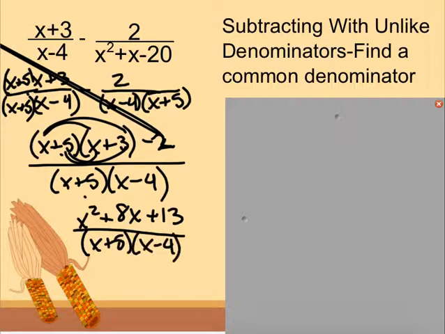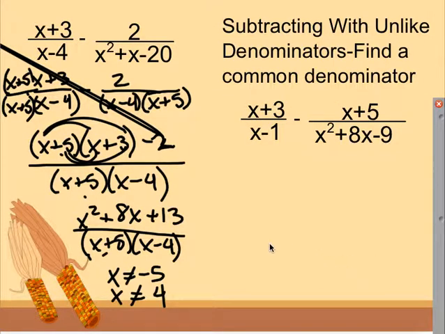And I could try to factor that numerator, but it's not going to work. So we actually leave it as is, but we have to exclude this first x plus 5 could make the denominator 0, so x cannot equal negative 5. And the second, x minus 4, could also make it 0, so x cannot equal 4. All right? Lots of steps there, but factoring will be your friend in this case.